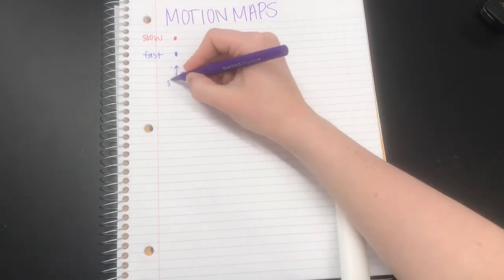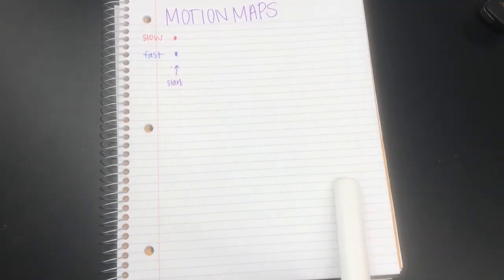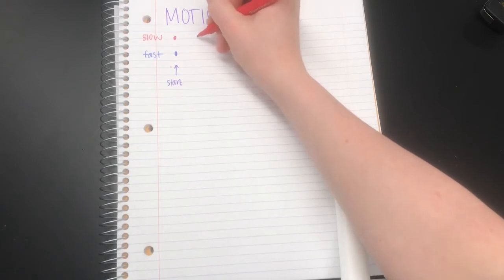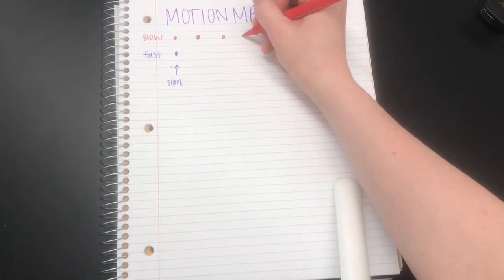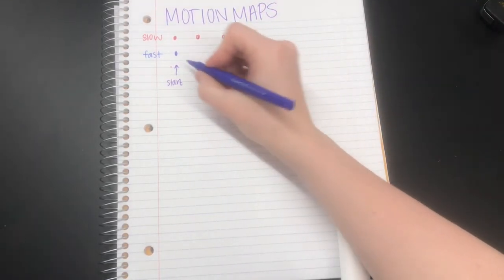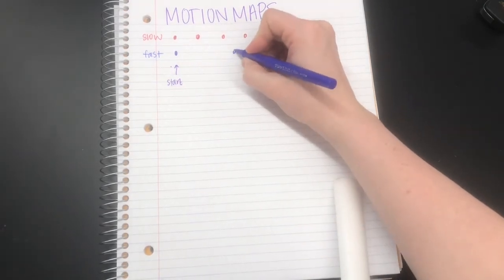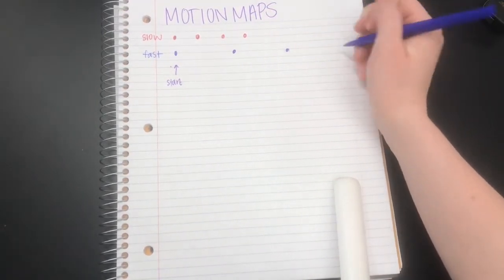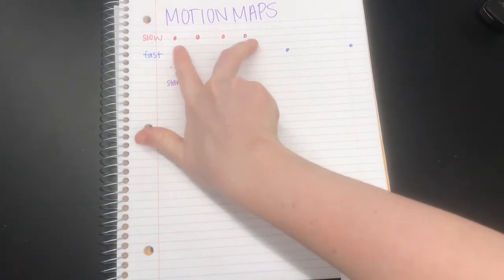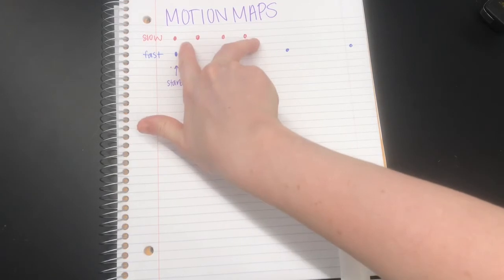So this is our start. And then all of these beanbags were dropped once every 2 seconds. So our slow beanbags we saw were spaced out pretty close together. And then within 2, really all of our other beanbags were. So within 2 of the blue ones, all those red ones pretty much were in that same space.